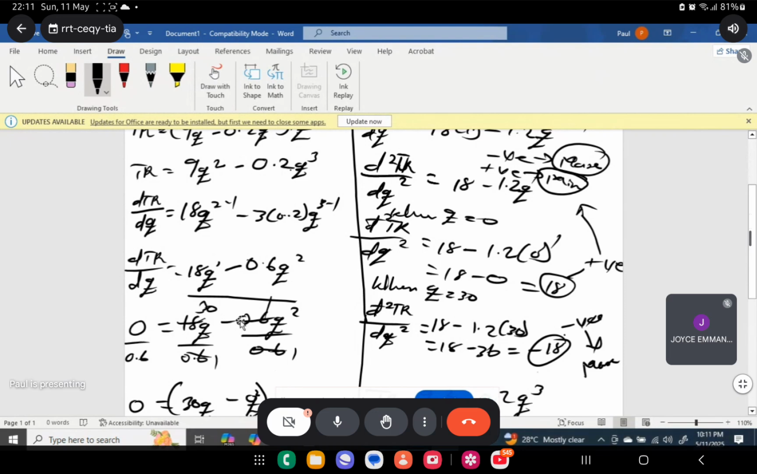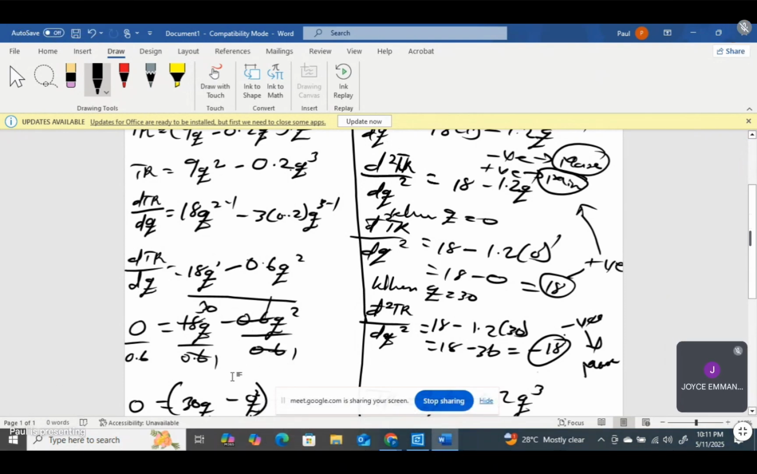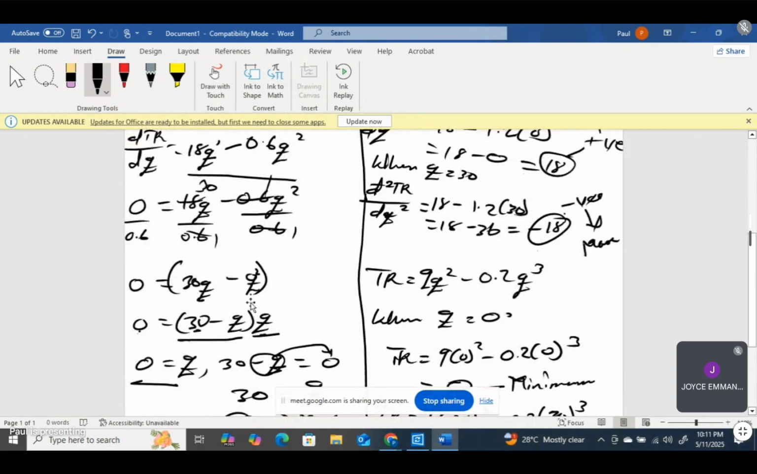When we equate it to 0, I wanted to omit the decimal. That's why I divided everything by 0.6, so that the decimal will cancel out, and I'll be left with just Q. So here, I got 0 being equal to 30Q minus Q squared. When I got that, what I did next was to factorize out Q. So Q is out, it will be left with 1 here, then 30 there, because the Q here is just 1. When you take that Q out, you'll be left with 30.